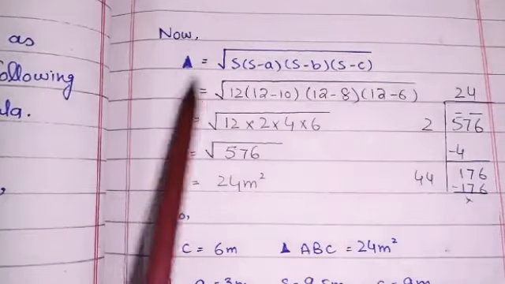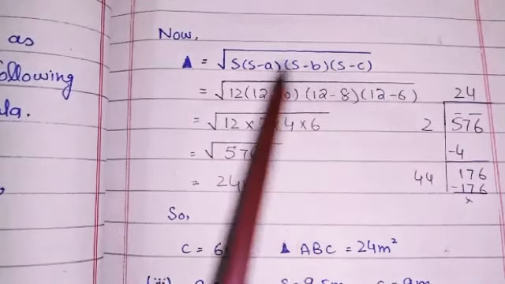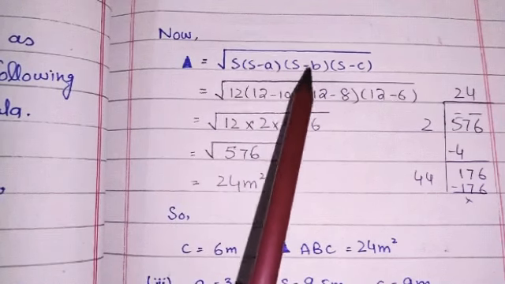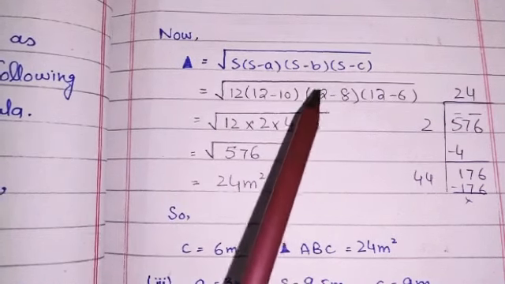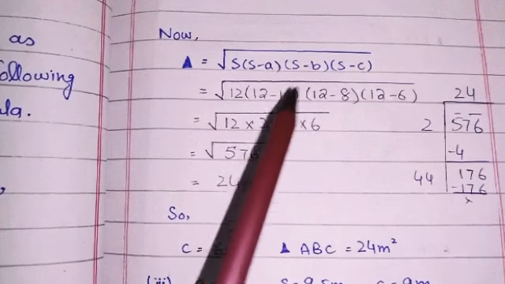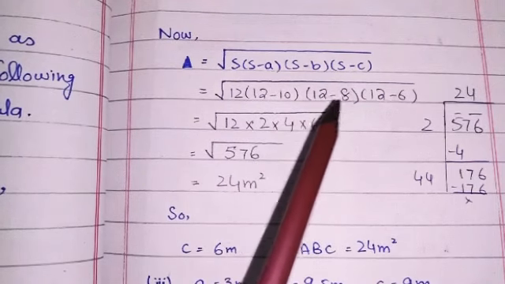Now students, we will write the Hero's formula. Area of triangle is equal to square root S into S minus A into S minus B into S minus C. Now we will put all the values of S, A, B and C within the formula.